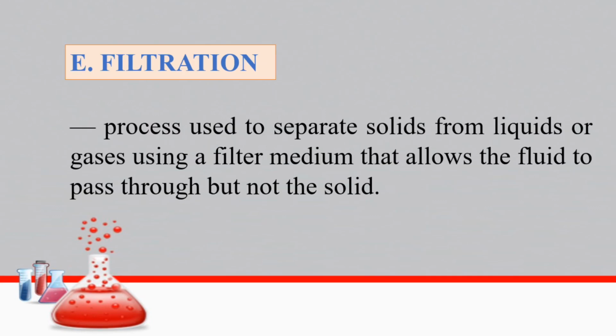The next is filtration. It is a process used to separate solids from liquids or gases using a filter medium that allows the fluid to pass through but not the solid. The term filtration applies whether the filter is mechanical, biological, or physical. The fluid that passes through the filtration is called the filtrate. Filtration is typically an imperfect process. Some fluid remains on the feed side of the filter or embedded in the filter media, and some small solid particulates find their way through the filter.